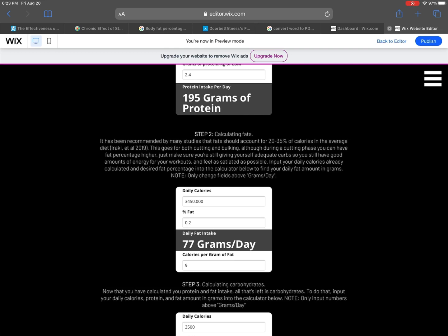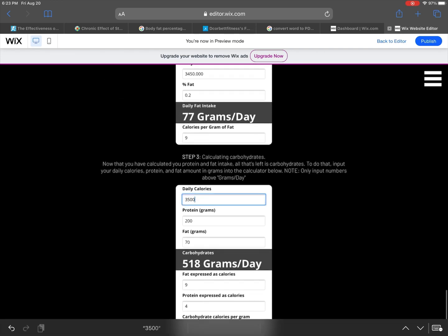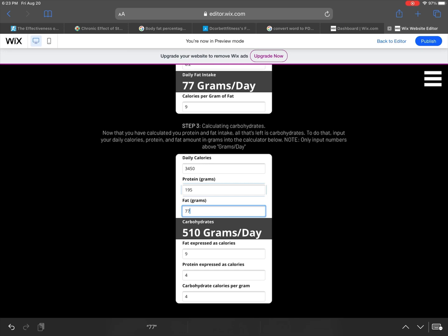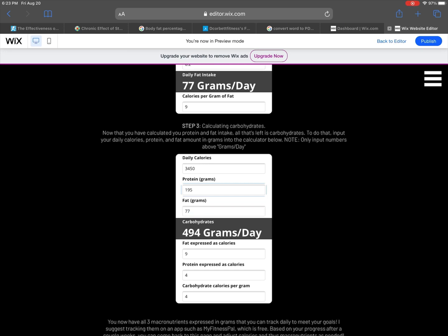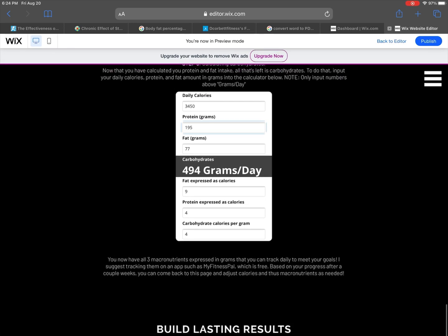Okay, that comes to calculating carbohydrates. So we're going to adjust again the daily calorie recommendation to 3,450. Then we're also going to plug in what my protein was, which was 195 grams per day. And we're going to do the same thing with fat, taking the 77 grams. You don't need to change anything below where it says carbohydrates, and it plugs in the number and gives you the 494 grams. Don't change anything below that. That just tells you how much you should be eating per day for carbs. So 494 grams per day. All right, now we have all three of these macronutrients.